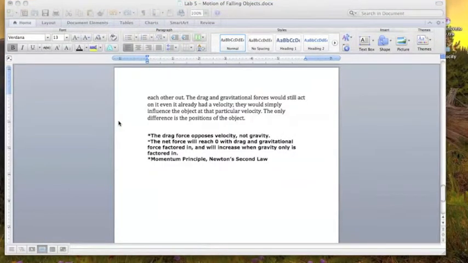From this, it's important to note that the drag force opposes velocity and not gravity, and we can also know that when we have drag and gravitational force factored into these equations, the net force will reach zero, and when gravity only is factored in, the net force will continue to increase, and that's why the function is exponential. And finally, we can also see that the momentum principle and Newton's second law are used in these models.